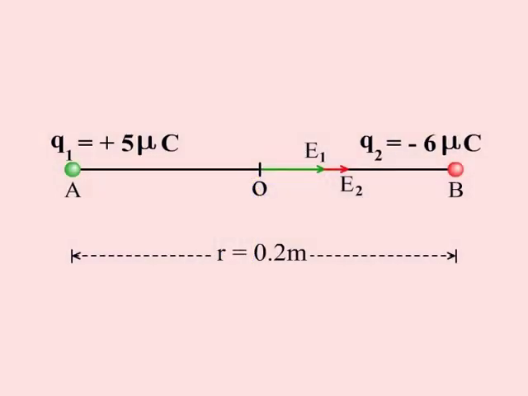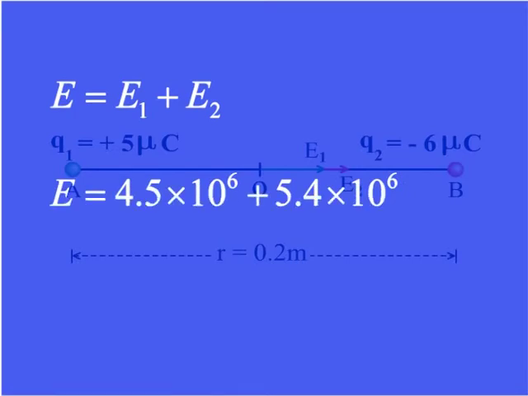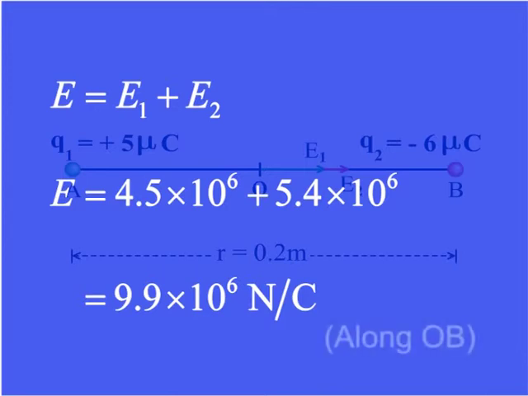Since E1 and E2 both are in the same direction, the net electric field at point O would be equal to the algebraic sum of E1 and E2. Hence, net field E would be 9.9 into 10 raised to the power 6 Newton per coulomb along OB.